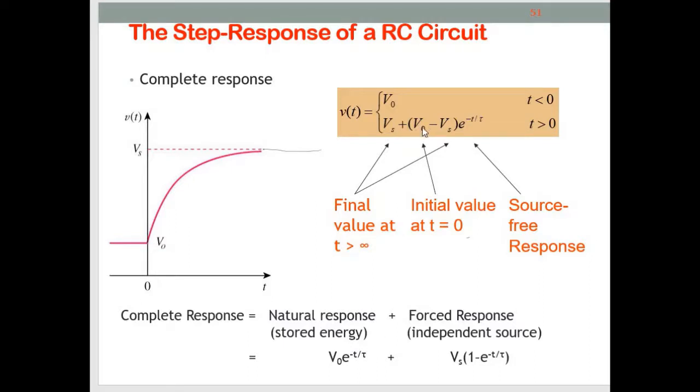We can transform this equation into this one: V0 e to the negative t over tau, and Vs here we factorize and expand the equation to transform into this one. We call this Vs (1 minus e to the negative t over tau) the forced response, from the independent source.